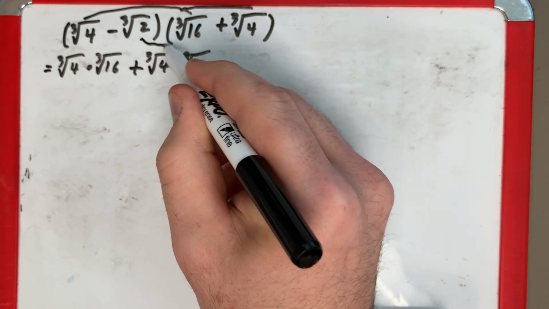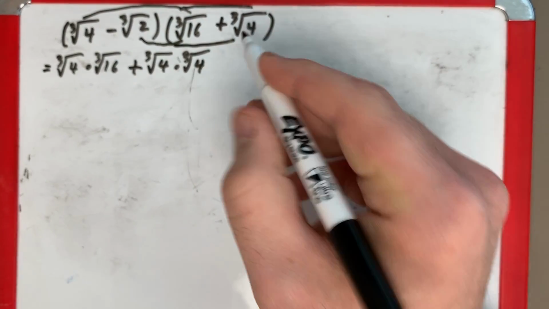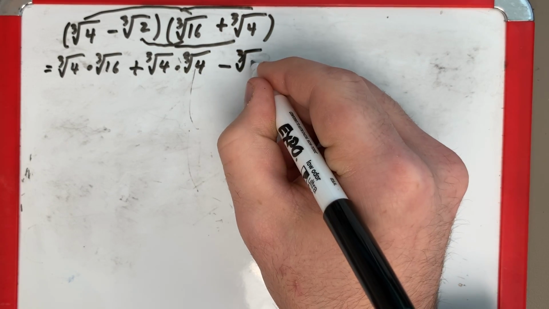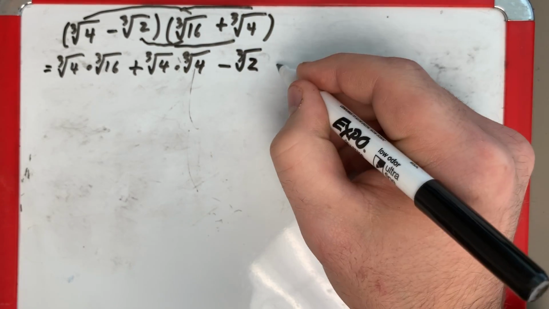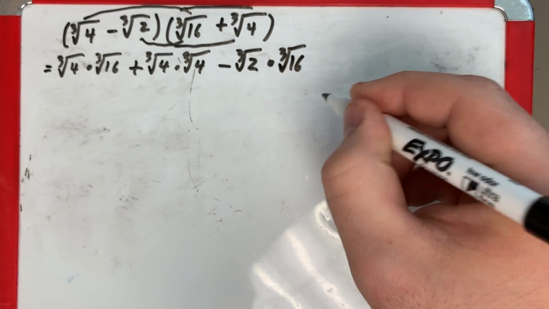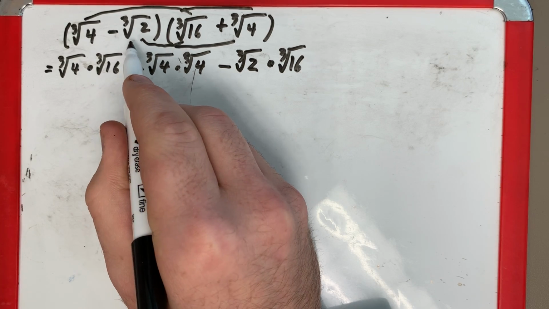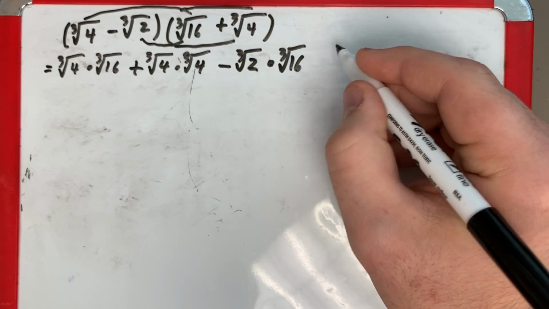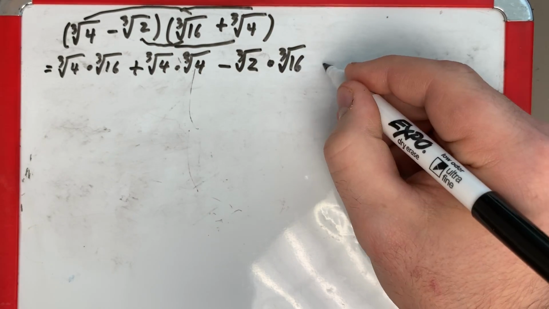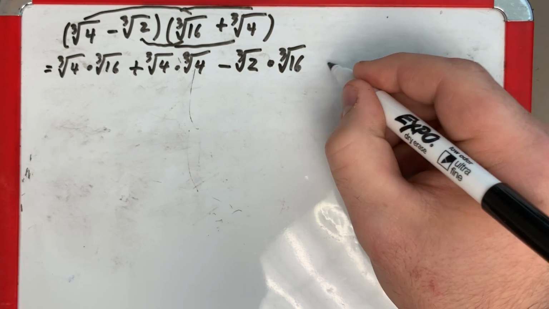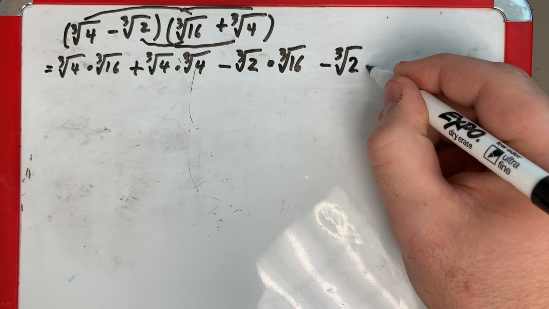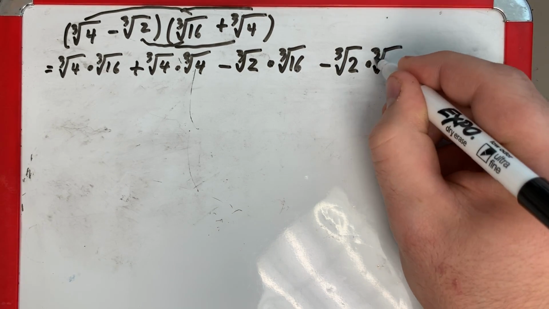Now we need to do the second one. FOILing in the exact same way you would with polynomials, minus cube root of 2 times cube root of 16, minus cube root of 2 times cube root of 4. The joys of being numerically dyslexic. So we have cube root of 2 times cube root of 4.